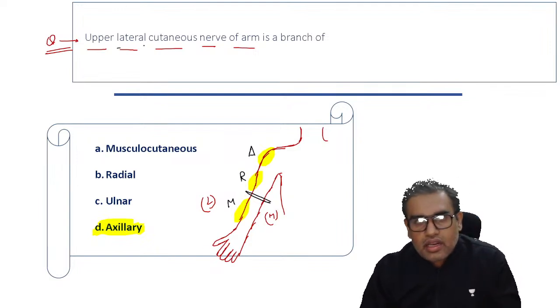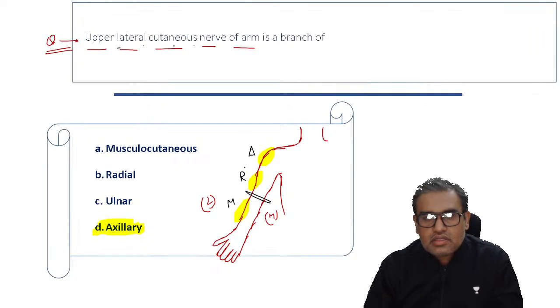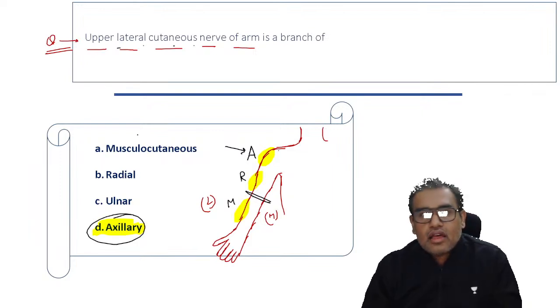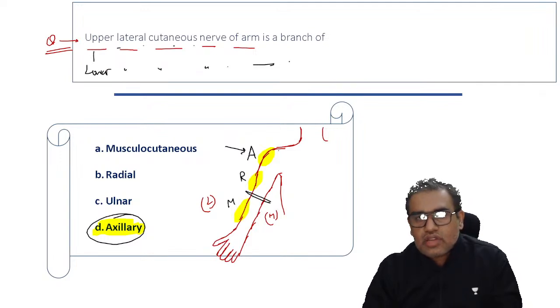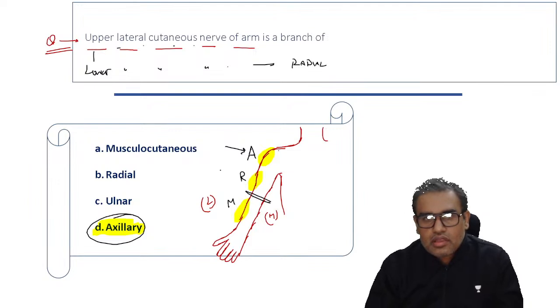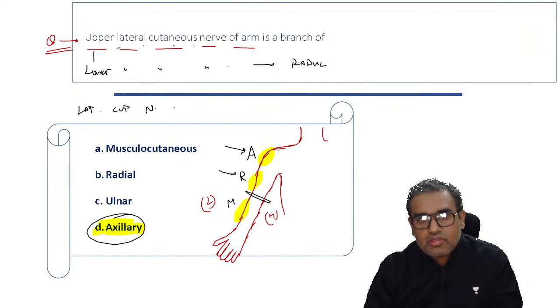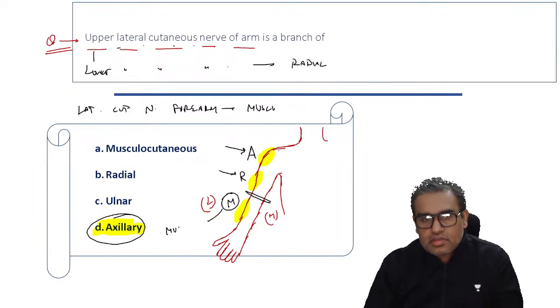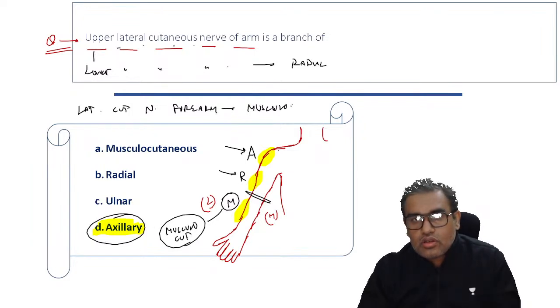What they asked is the upper lateral cutaneous nerve of arm, this region between the shoulder and the elbow, so it is asking about this one, and A represents the axillary nerve. If they had asked the lower lateral cutaneous nerve of arm, the answer would have been the radial nerve. If they had asked the lateral cutaneous nerve of forearm, as most of you remember, that is musculocutaneous, M for musculocutaneous. Remember this mnemonic, this is the musculocutaneous nerve.